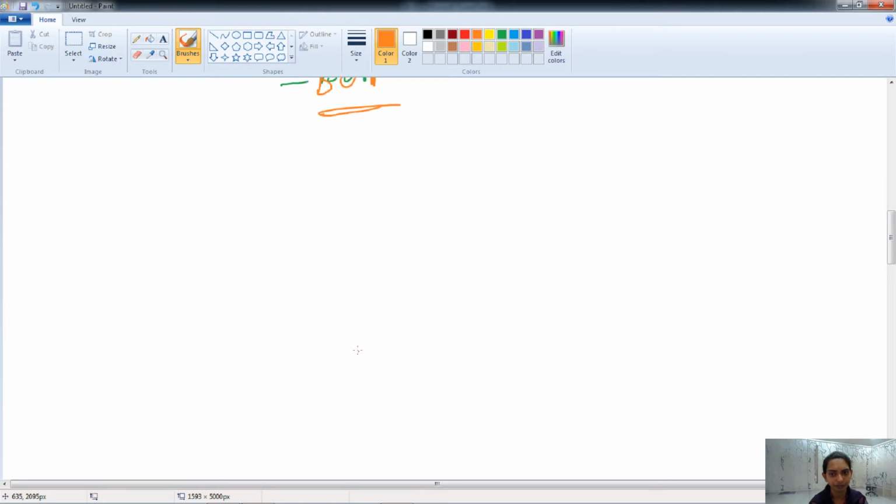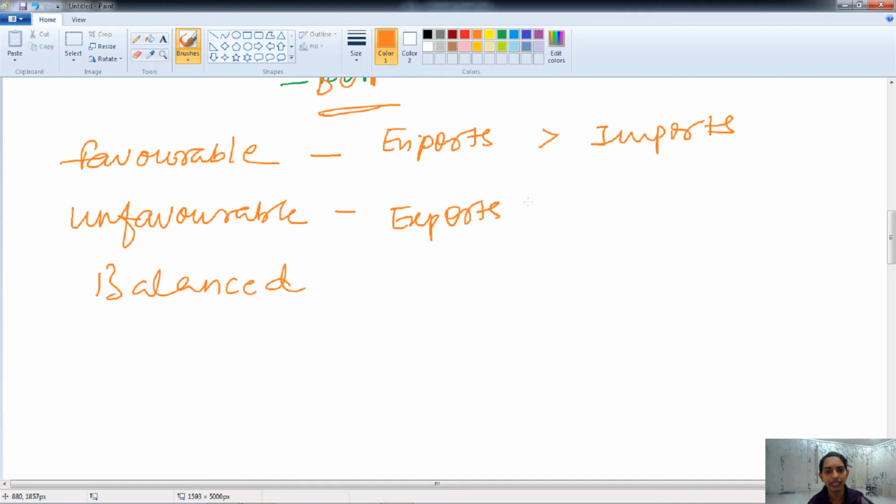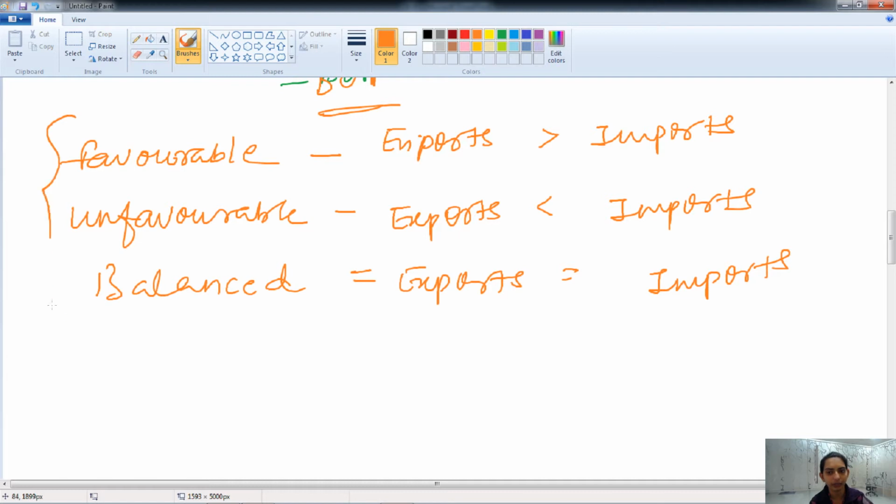Here the balance of trade may be favorable, it may be positive, or it may be unfavorable, or it is balanced, okay. We call the balance of trade favorable when the exports are greater than imports, okay. Export of the goods are greater than imports. The situation is called unfavorable when the exports are less than imports, okay. And if the exports are equal to imports of the goods, then the situation is known as balanced, okay. So the balance of trade may be favorable, unfavorable, or balanced, right?